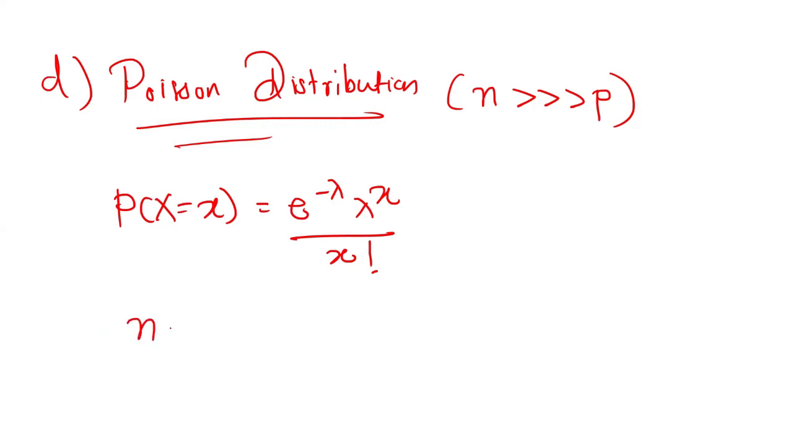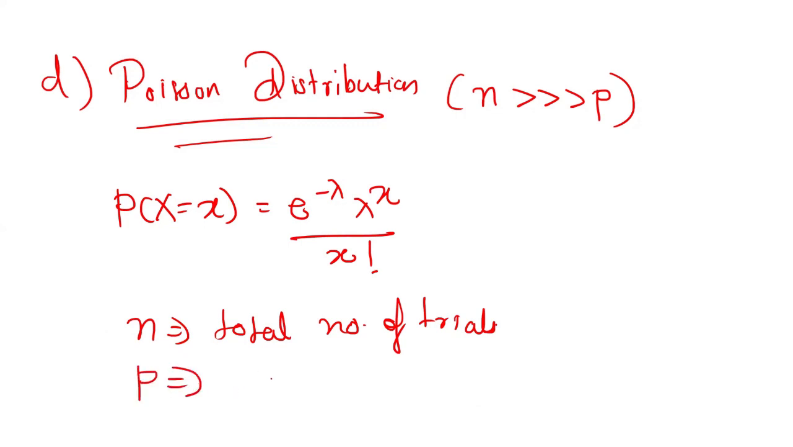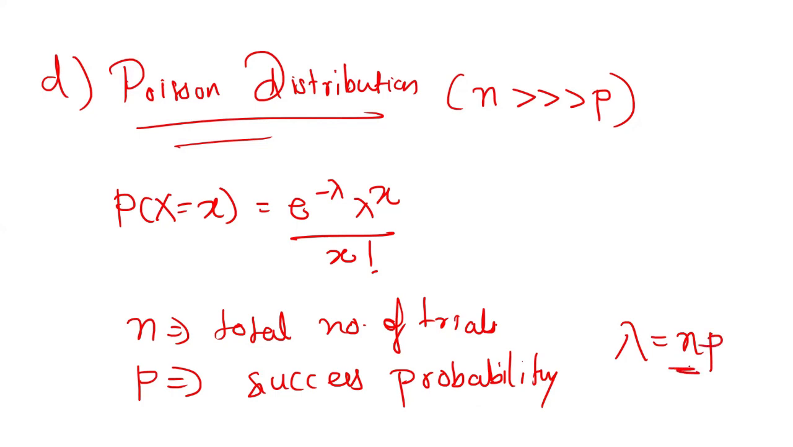Where N is the total number of trials and P is the success probability. That is very important. Finally, your lambda is equal to NP, where N is the total number of trials and P is the success probability. So if a particular distribution has a value of N much greater than that of P, then I can apply this probability distribution. Therefore, this lambda is equal to NP. So I hope I'm very clear.